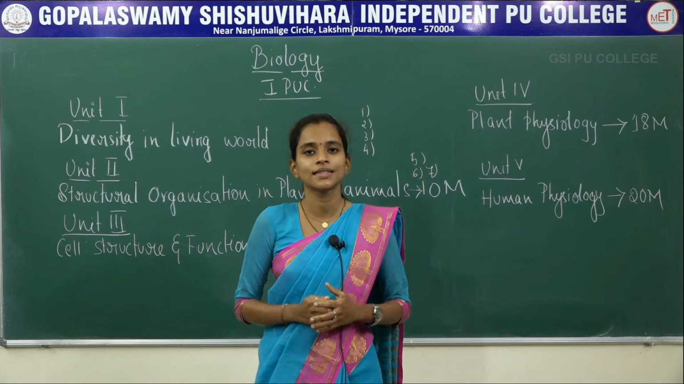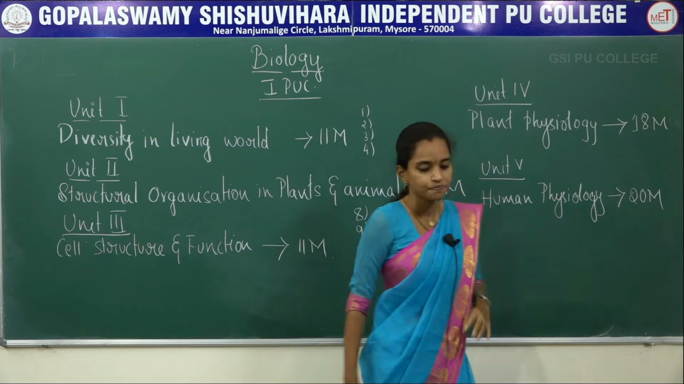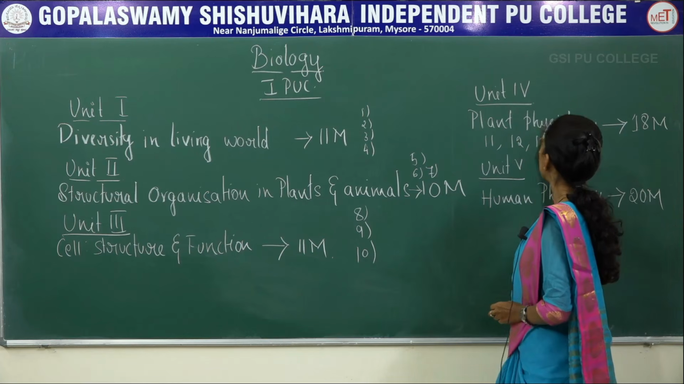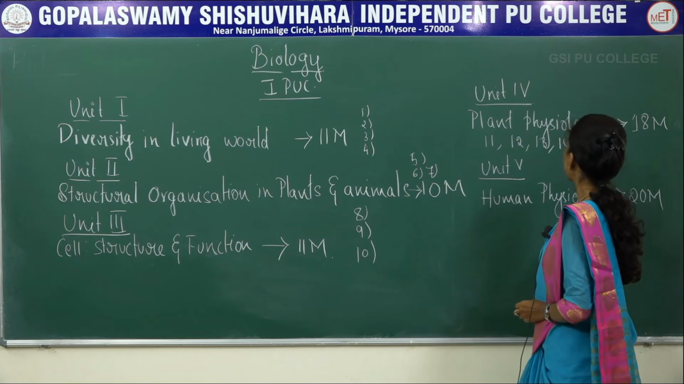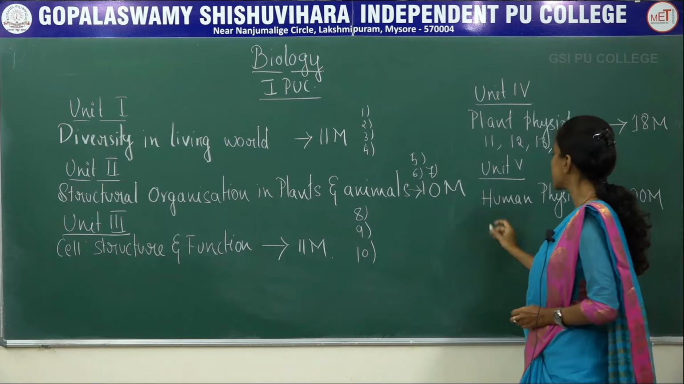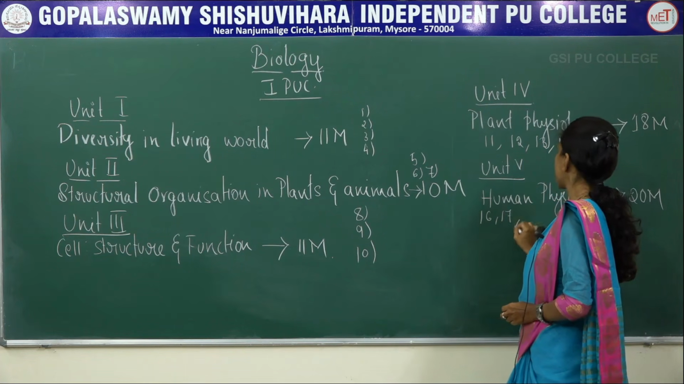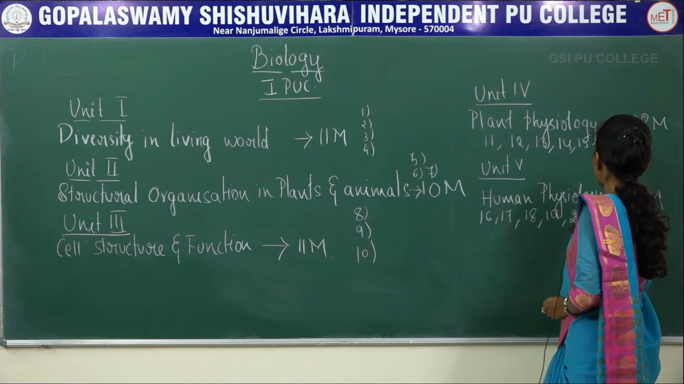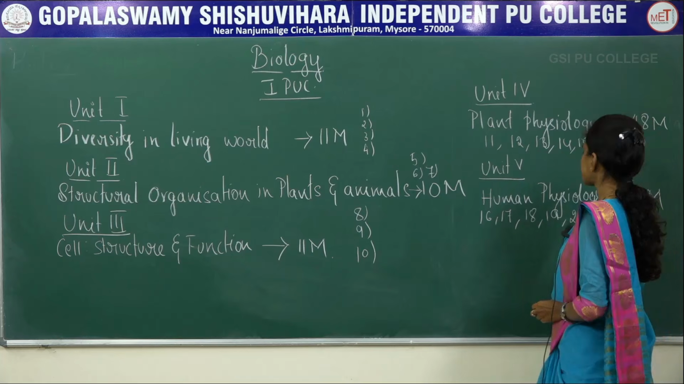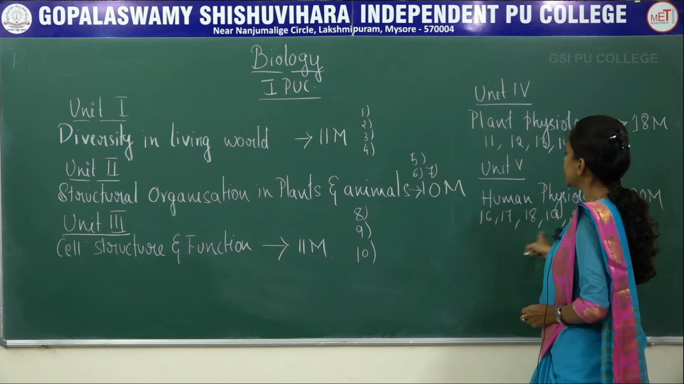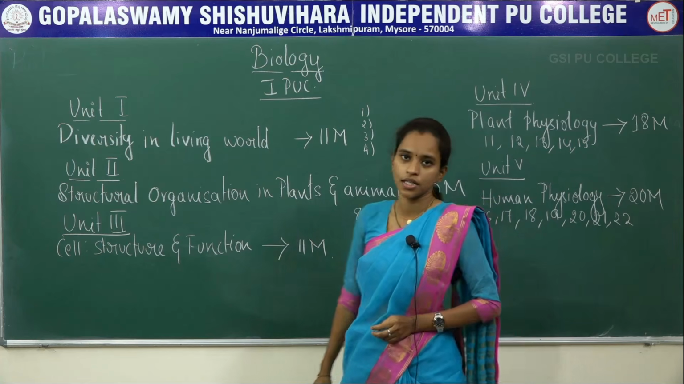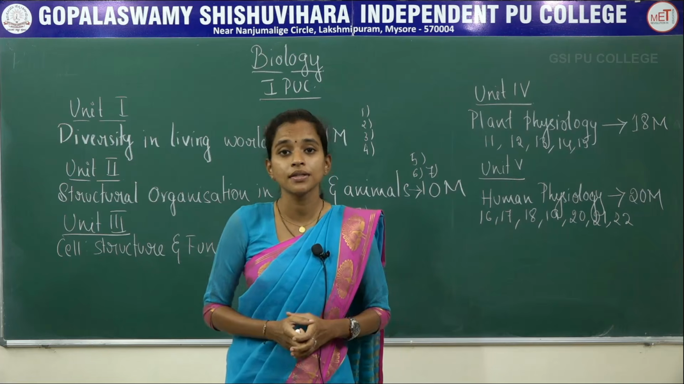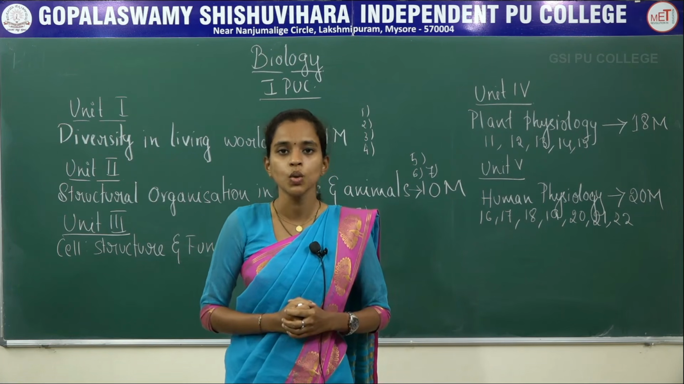Together, all these chapters come under human physiology, whereas plant physiology involves chapters 11, 12, 13, 14 and 15, and human physiology involves the 16th, 17th, 18th, 19th, 20th, 21st and 22nd chapters. All these chapters come under human physiology. So that is a detailed explanation of the chapters involved in the first year PU syllabus.